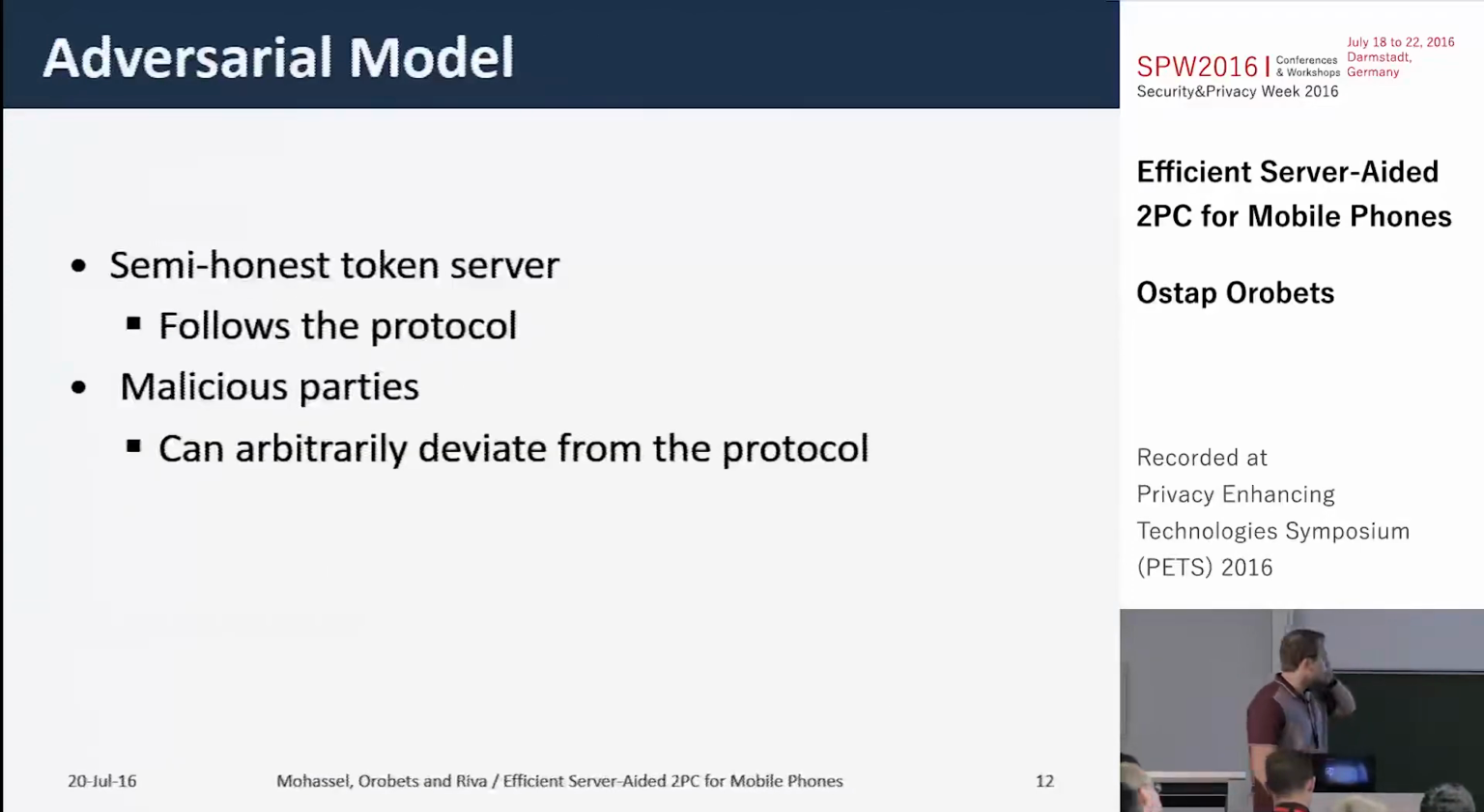So our adversarial model is the following. We use a semi-honest token server. It follows the protocol. It generates the computational material, those triplets, as expected, and it does not collude with the parties. And that's natural, because this server can be running as some service in Microsoft Azure or Amazon AWS. We also have malicious parties, and they can arbitrarily deviate from the protocol.